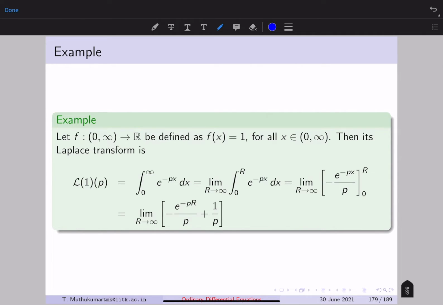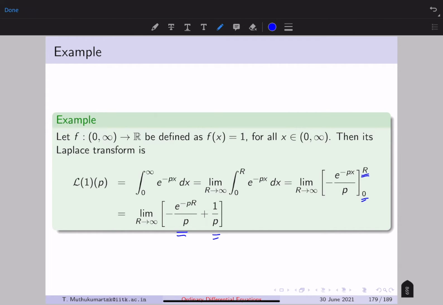So e power minus pr. This r limit gives you the first term here, and this 0 gives you the second term here. Now when you apply the limit r going to 0, r is positive, greater than 0, and as r goes to infinity, r is positive.